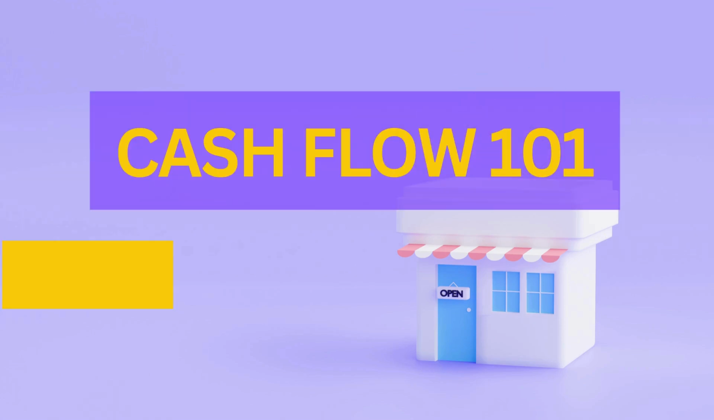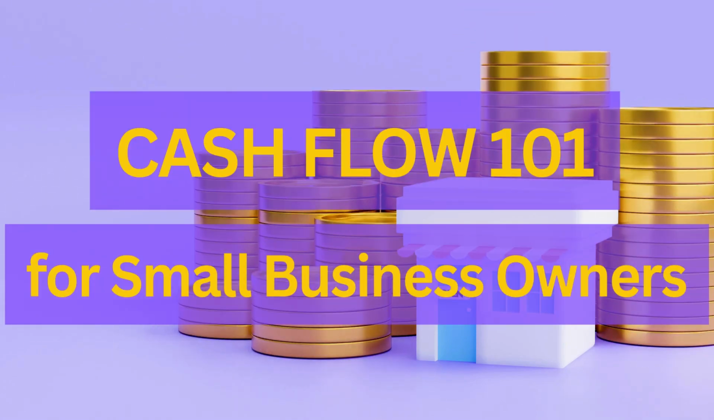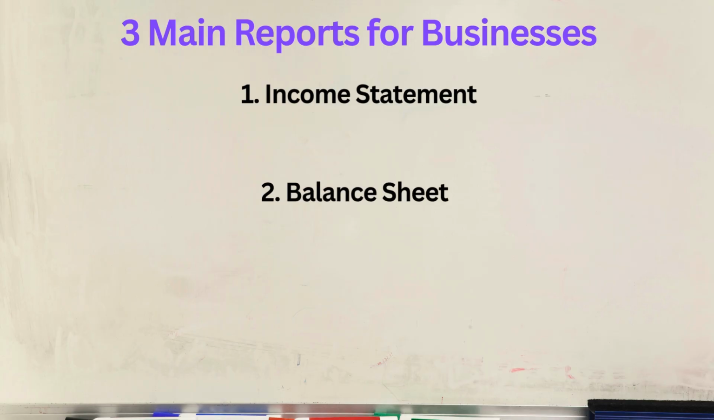Every business, big or small, keeps score using three main reports. The income statement is like your report card. It shows if you earned more than you spent. The balance sheet is a snapshot in time. It lists what you own and what you owe.